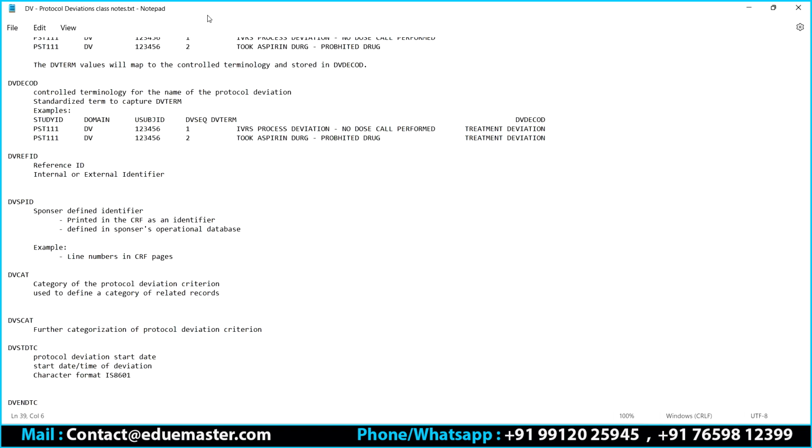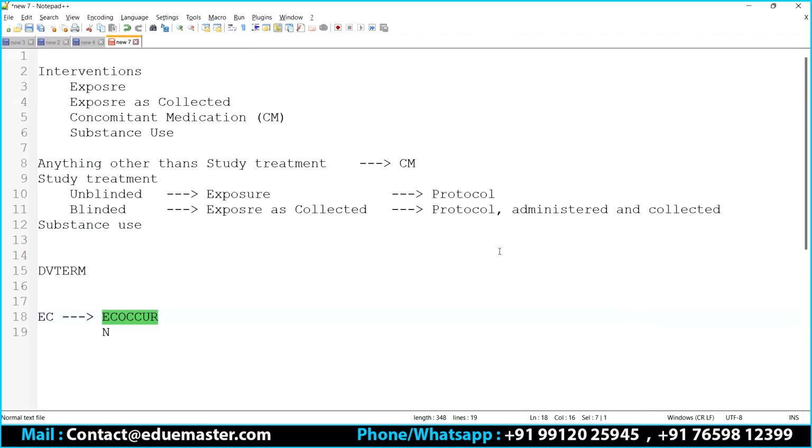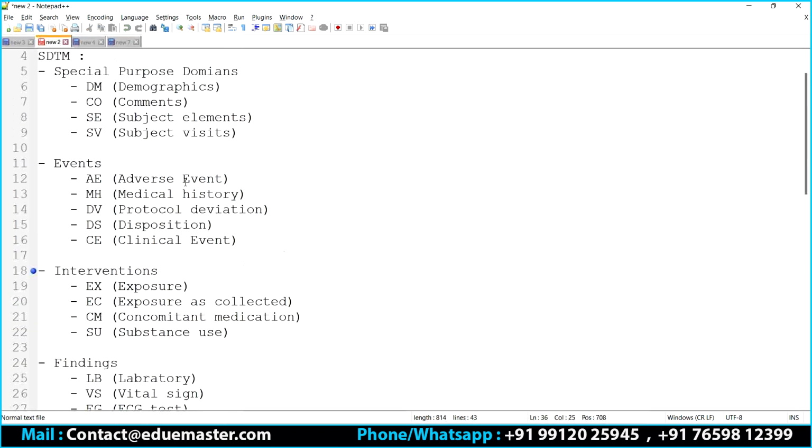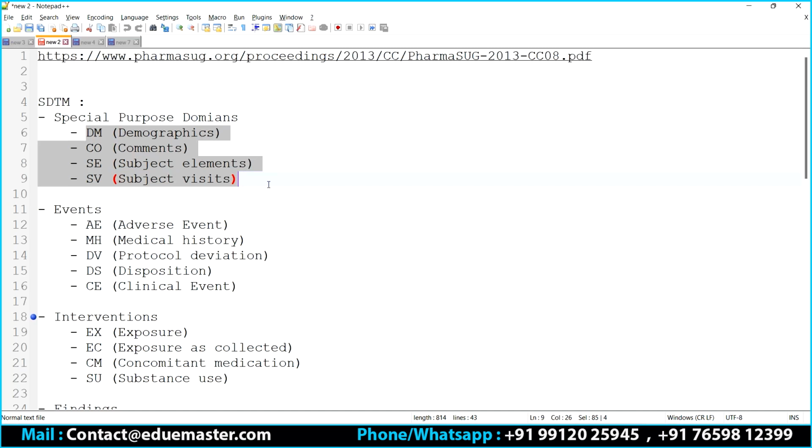Perfect. So slowly, when you get the understanding about how the domain is going to be and what the variables are in that particular domain and which variable is going to represent what, you can easily connect all the dots, right? Remember only one thing. Special purpose domains, from the beginning, mostly talk about your subject individual information, the comments that are mentioned, what the various elements are, what the various visits are. Those are special purpose domains.